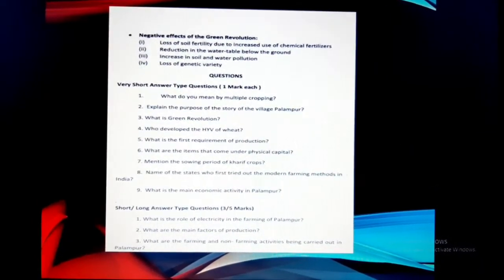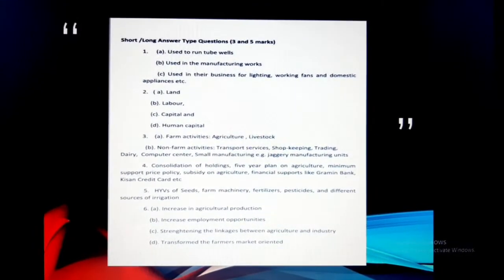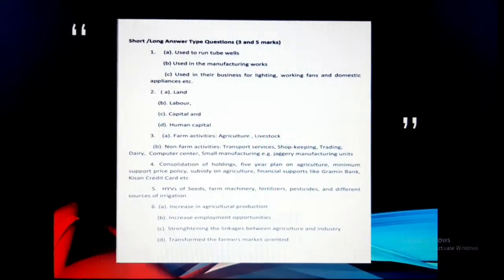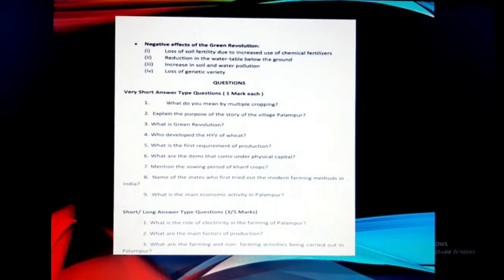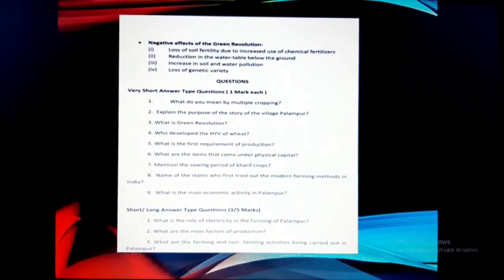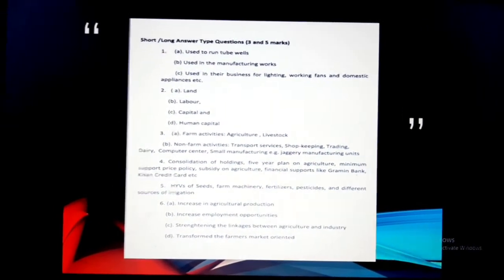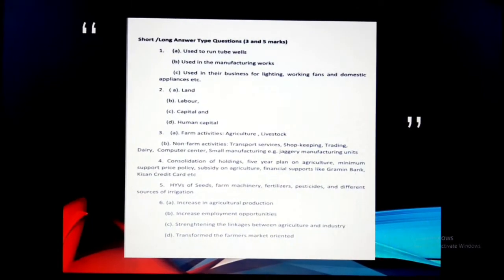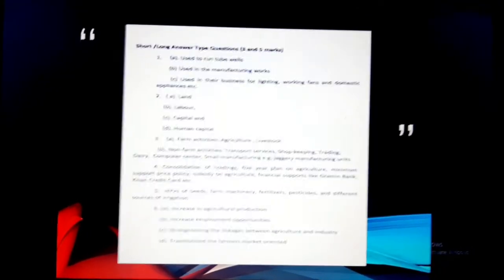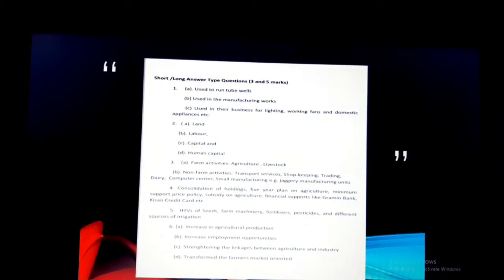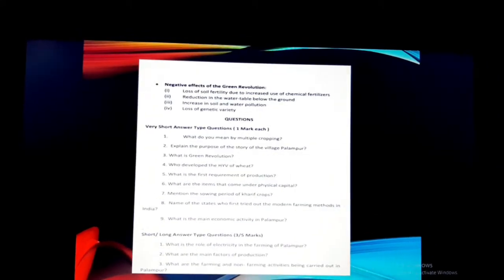Second is, what are the main factors of production? That we all know: land, labor, capital, which is also known as physical capital; human capital, which is known as entrepreneurship. Third question, what are the farming and non-farming activities being carried out in Palampur? The farming activities are agriculture and livestock, and the non-farming activities are transportation, shopkeeping, trading, dairy development, animal husbandry, computer centers, small manufacturers, for example, jaggery manufacturing units.